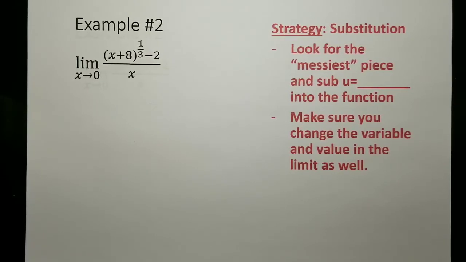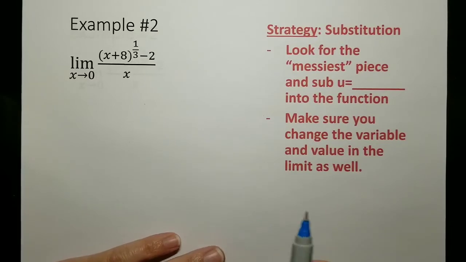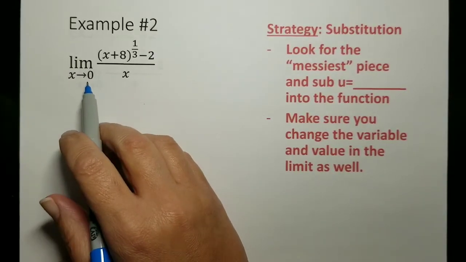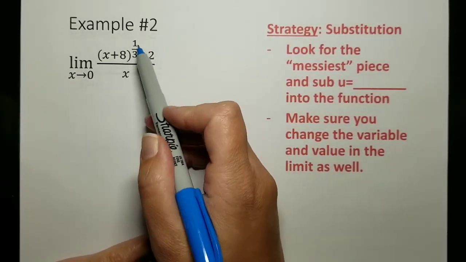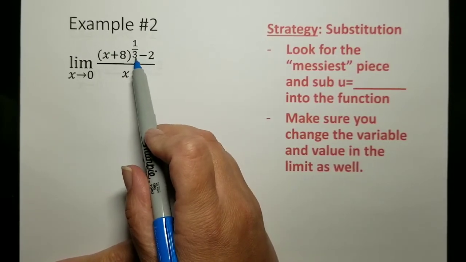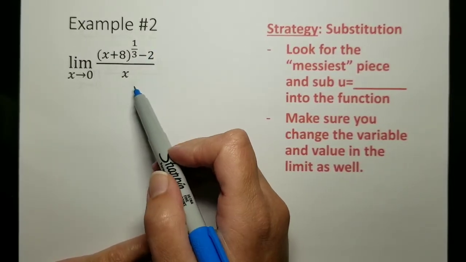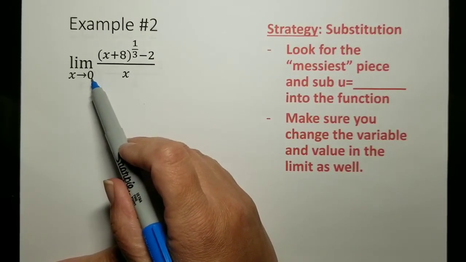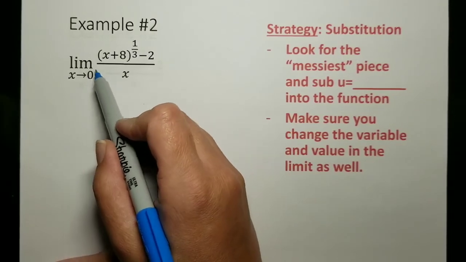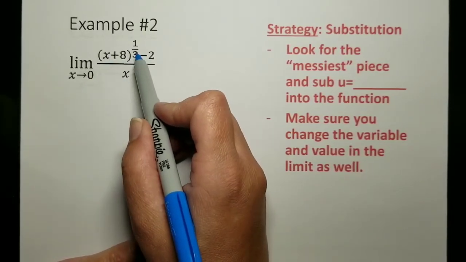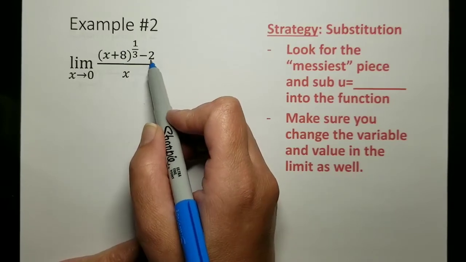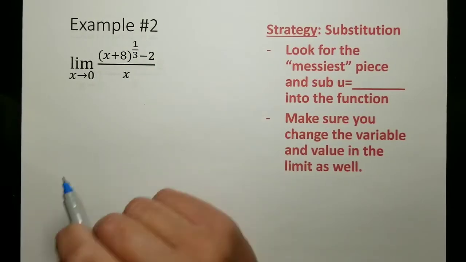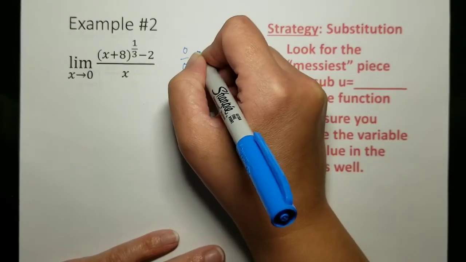So what I'm going to do is look for, and this is a little bit arbitrary, the messiest piece. So I have the limit as x approaches 0 of (x plus 8) to the exponent 1/3, like that's not friendly, minus 2 over x. Now, just to confirm, I would get the indeterminate limit here. If I put in a 0 here, I'd have the cubed root of 8, which is 2, minus 2, so a 0 on top and 0 on the bottom. So this is 0 over 0, and it's indeterminate.